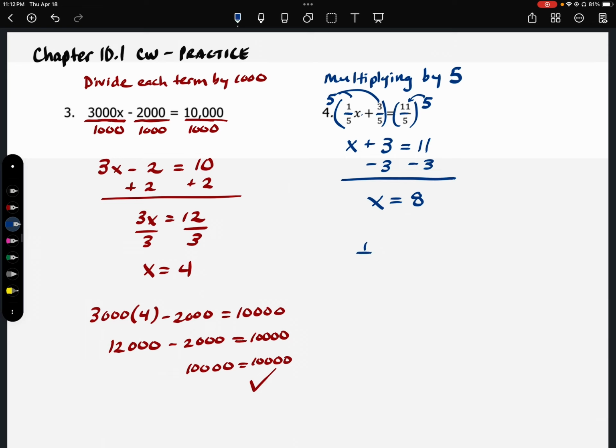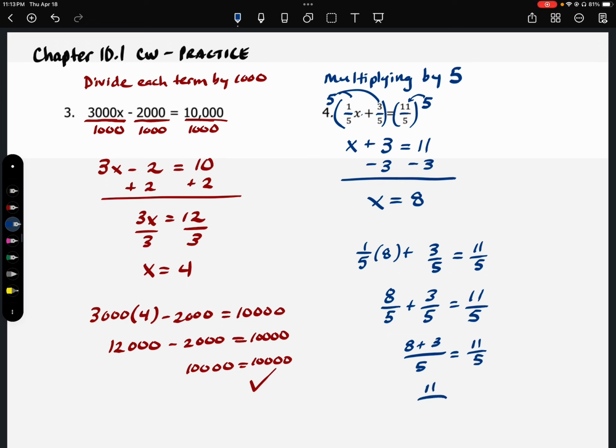Right, and again, for checking, 1/5 times 8 plus 3/5 equals 11/5. 8 times 1/5 is 8/5 plus 3/5 should equal 11/5, and you can see that that ends up working out. So you get 11/5 equals 11/5.